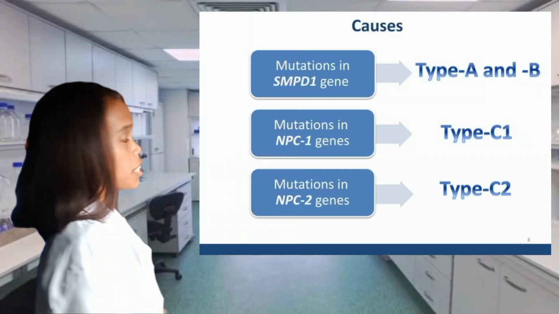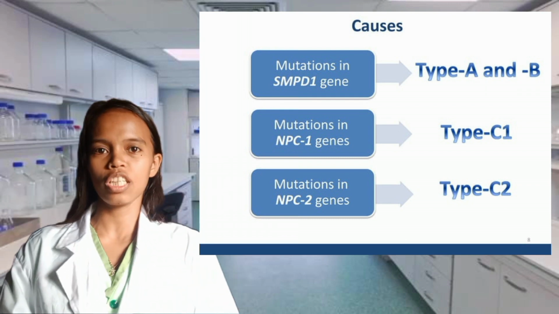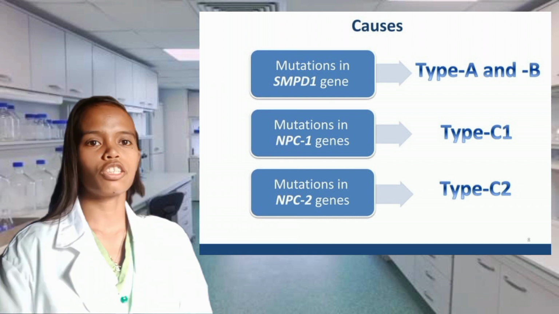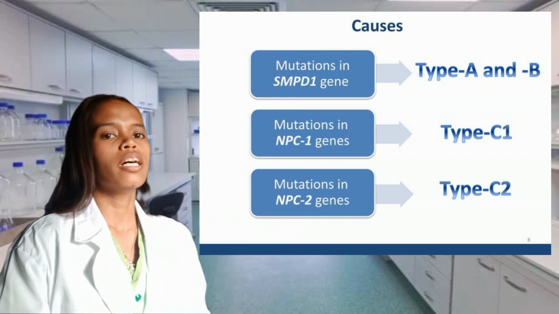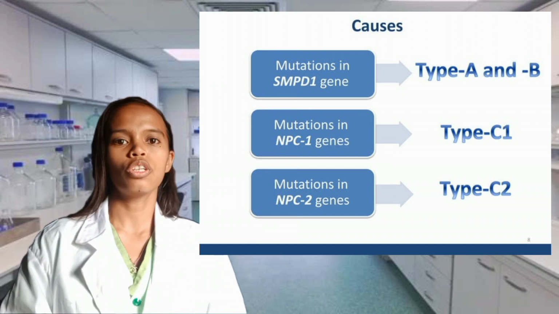So, the causes for type A and B are mutations in the SMPD1 gene, for type C, mutations in the NPC1 gene, and for type C2, mutations in the NPC2 gene.